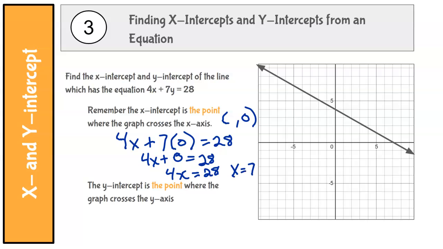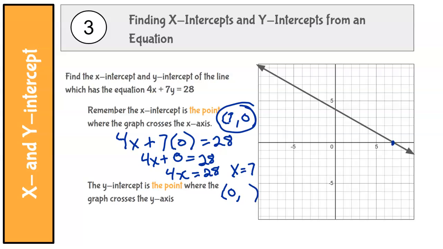So up here, once you get here, that's not your final answer. The x-intercept is a point. So we want to put it back with its partner, which is 0. That on this graph, 4x plus 7y equals 28, the same one that we used in the previous example, this point is actually 7, 0. That's the x-intercept. To find the y-intercept, the x is 0.